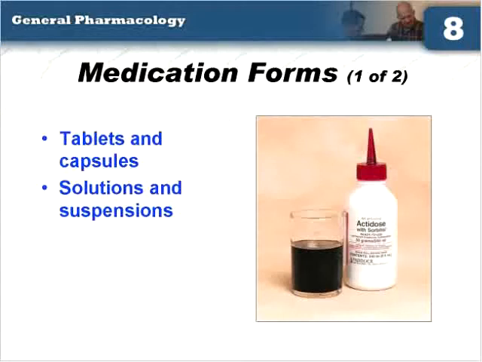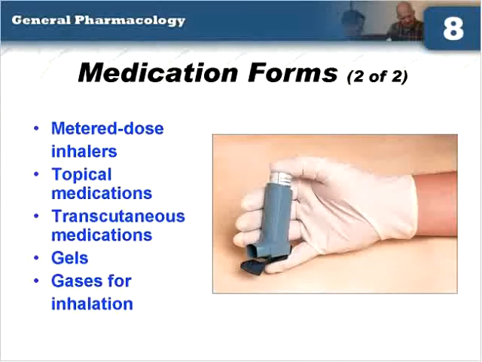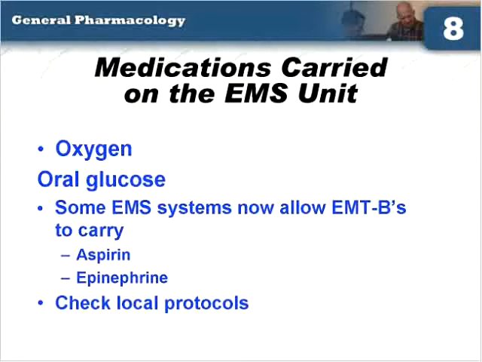Medications come in tablets or capsules, solutions or suspensions, or a metered dose inhaler, which, just like an inhaler, you only get a certain amount of that medication when they take a breath. Topical medications, transcutaneous medications, gels, which is our glucose, and then, of course, gases for inhalation, oxygen. We just went through this: metered doses, topical, transcutaneous, gels, and gases.